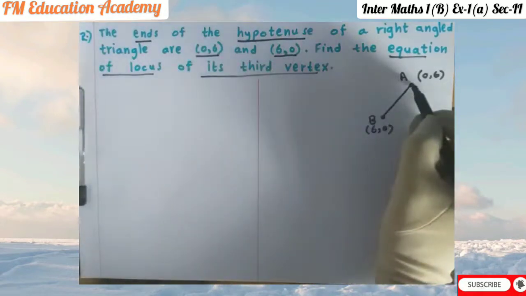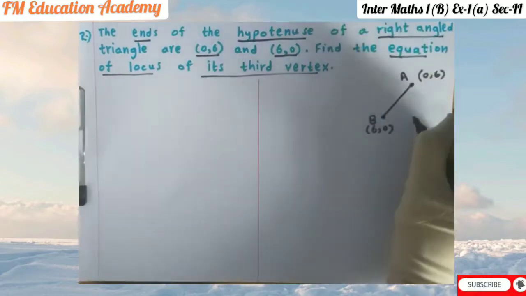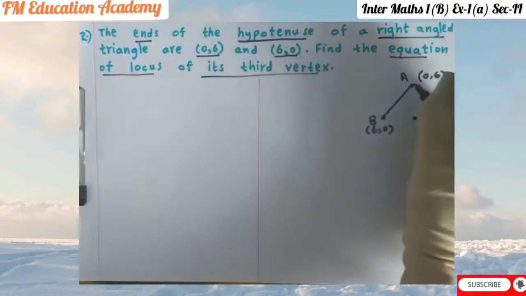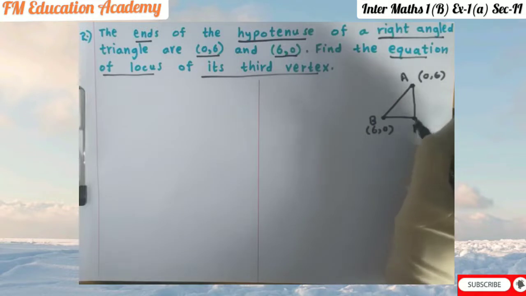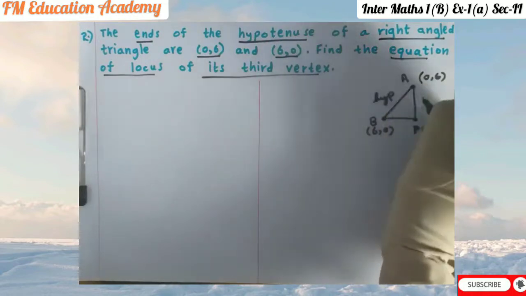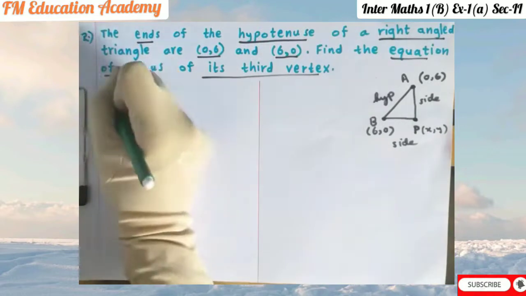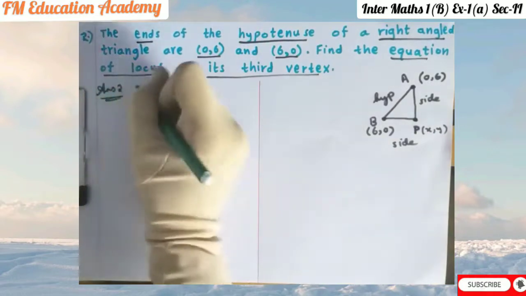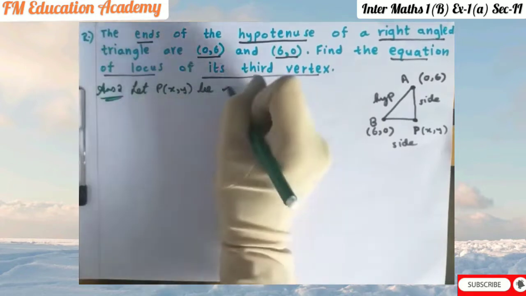If this is the first vertex and this is the second vertex of a right angle triangle, then of course the third vertex will be here, that is 90 degrees, because it is a right angle triangle. So let us suppose the third vertex is P, because we have to find out the equation of locus of the third vertex. So P(x, y). This is our hypotenuse, this is our side, and this is also our side. As usual, what is the first step? Let P(x, y) be a point on the locus.